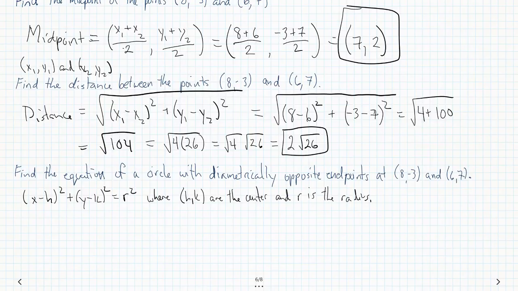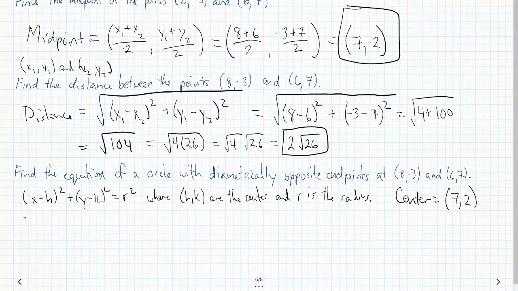When you have 8, -3, and 6, 7, notice that's the same numbers we use for all these, right? If I'm using different numbers, you have to go through different calculations, but I chose those same numbers just so you can see this all the way through. The midpoint is the center. So the center of this circle is 7, 2.